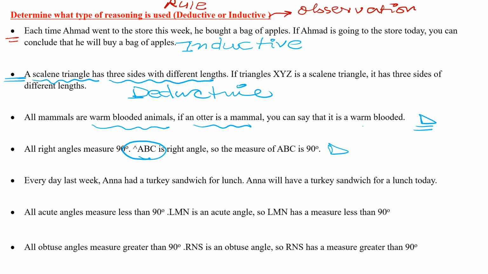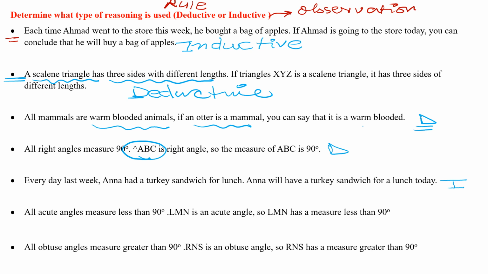Every day last week, Anna had a turkey sandwich for lunch. Anna will have a turkey sandwich for lunch today also. So of course it will be inductive reasoning, because it is a generalization which is based on someone's observation.